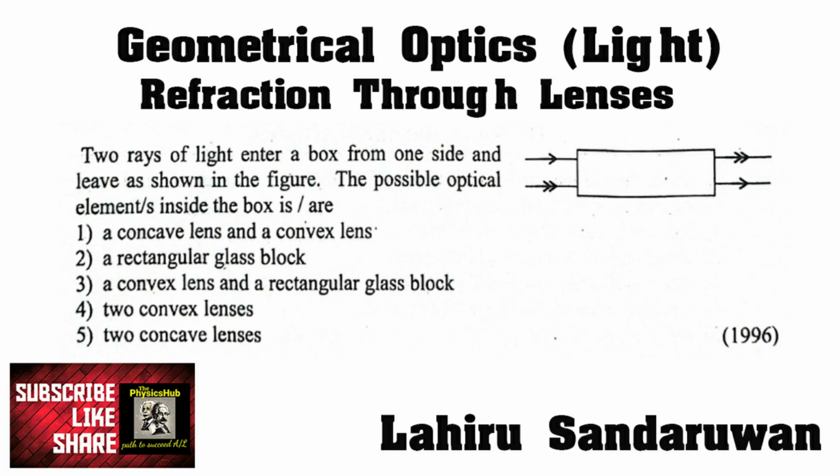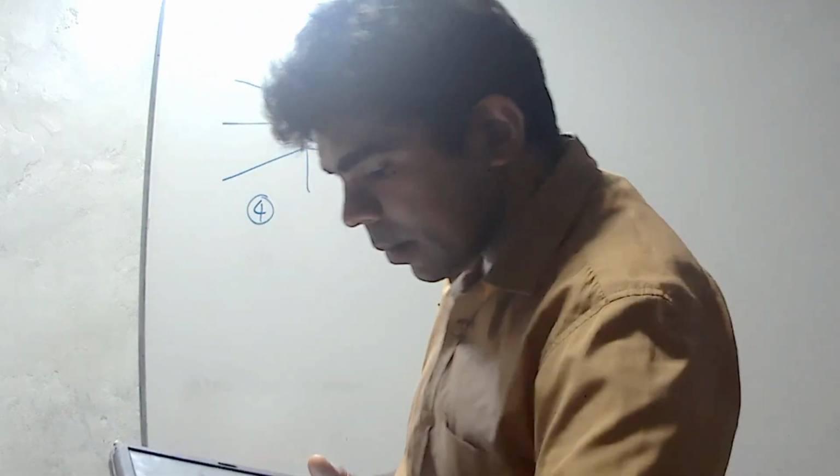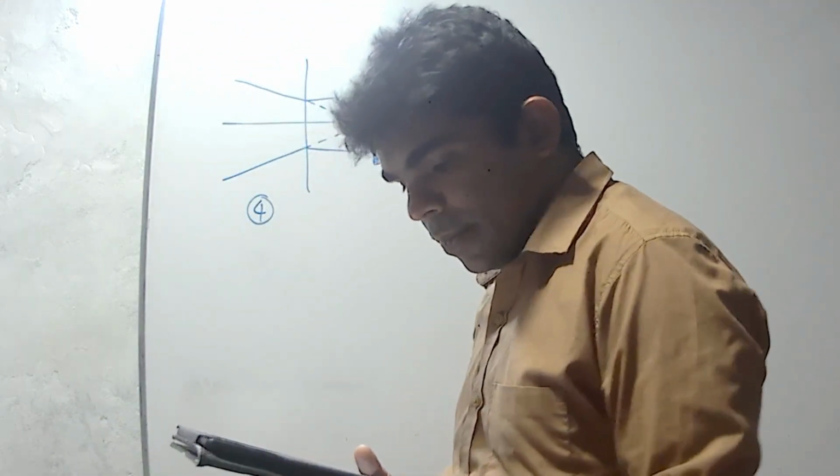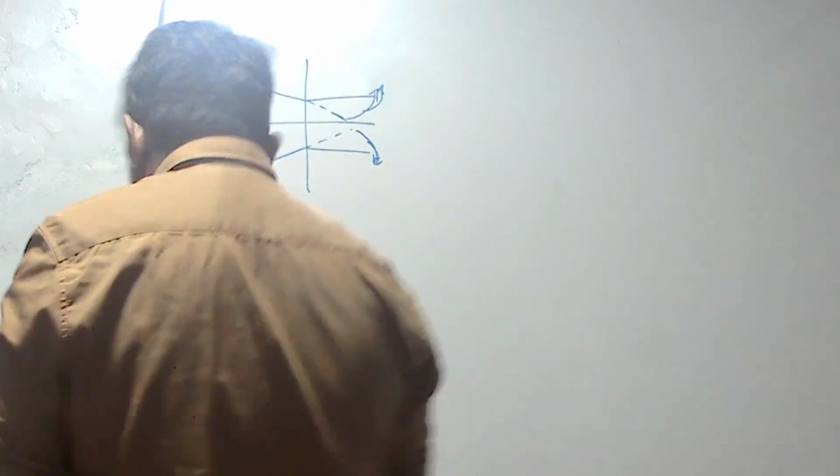2 rays of light enter a box from one side and leaves as shown in the figure. The possible optical equipment inside the box is. We can decide the answer by using a ray diagram.